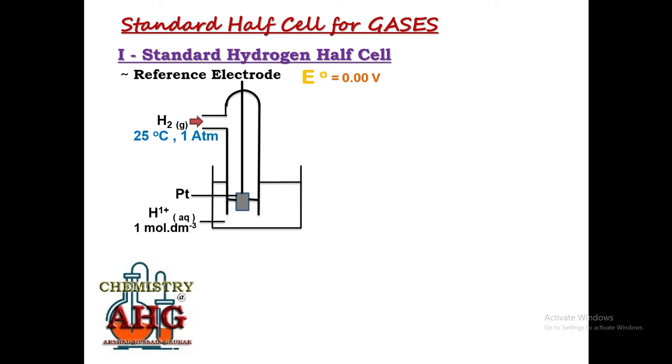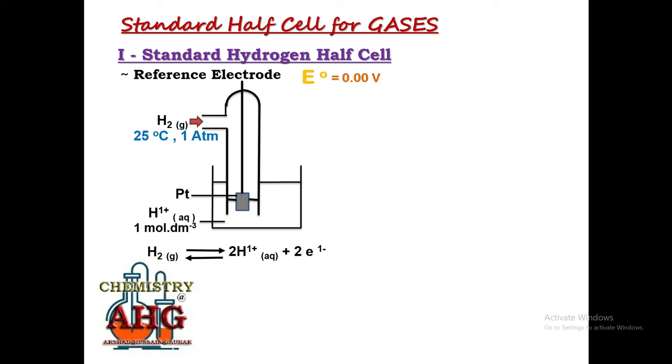Now what will happen? Hydrogen molecules and hydrogen ions will come into equilibrium with each other. When they come into equilibrium, two processes can take place: the oxidation of hydrogen molecules into hydrogen ions and the reduction of hydrogen ions into hydrogen molecules. So both these processes will take place and an equilibrium will be established with the help of platinum foil between hydrogen molecules and hydrogen ions. Right now this electrode would neither act as cathode nor anode. Why? Because its potential has been assumed 0.